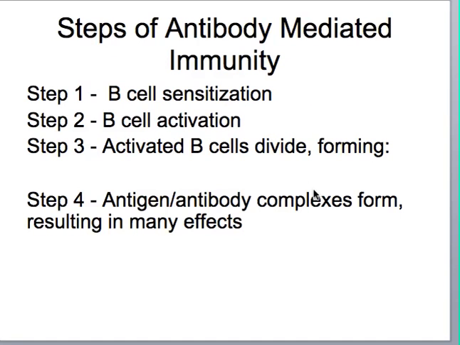So let's go on. We've got 4 steps in antibody-mediated immunity. Step 1 is called B cell sensitization. Step 2 is called B cell activation. In step 3, the activated B cells will divide, and then they will form what happens in step 4, which is antigen/antibody complexes that result in many, many effects.